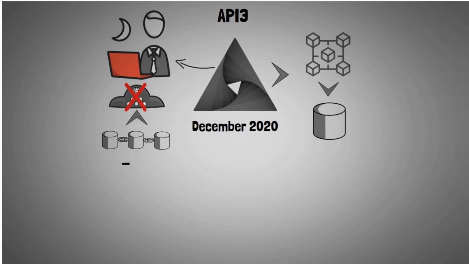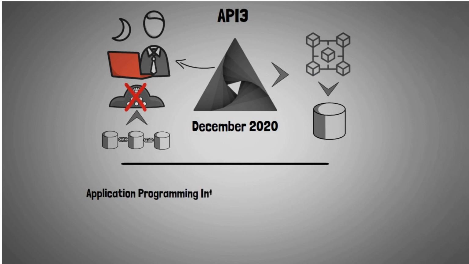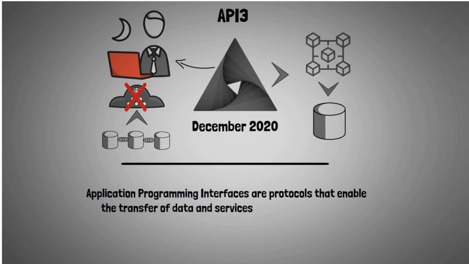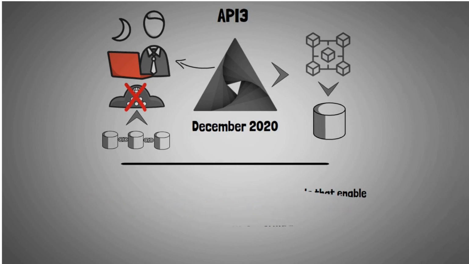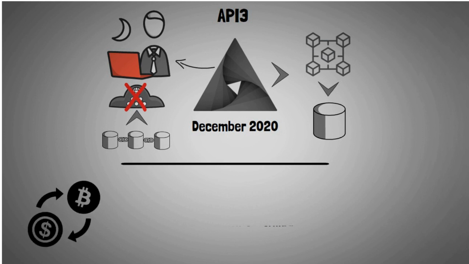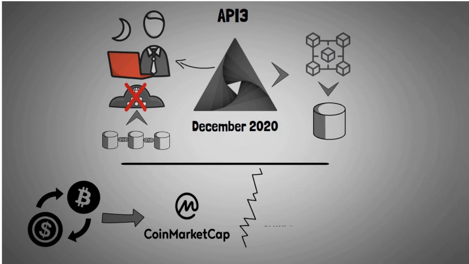In case you do not understand what APIs are, let me explain that a little. APIs, also known as application programming interfaces or protocols, enable the transfer of data and services between applications in a well-documented format. For example, cryptocurrency exchanges use an API from CoinMarketCap so they can provide updated market information on their website or mobile app without having it come directly to the platform.